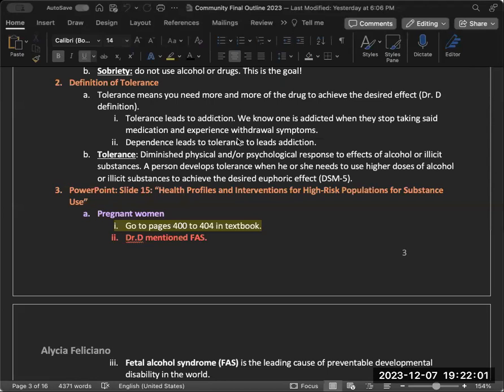And the thing that Dr. D said is that tolerance leads to addiction. And how this works is, first we build a dependence. The dependence on the drug leads to tolerance, which leads to addiction. I really want you to know that because she emphasized that too. So dependence leads to tolerance, where we need more and more of the drug, which leads to addiction.